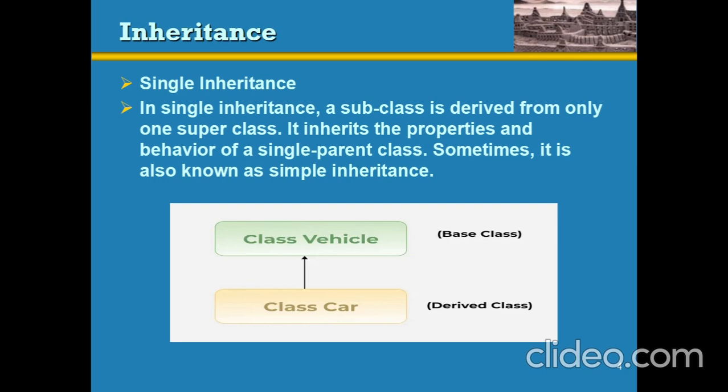A class example: Vehicle is a base class and Car is a subclass. Is it? Yes, Car is a subclass, and Vehicle is a base class. For example, we take A as a base class and B as a derived class. So B inherits A. Okay.